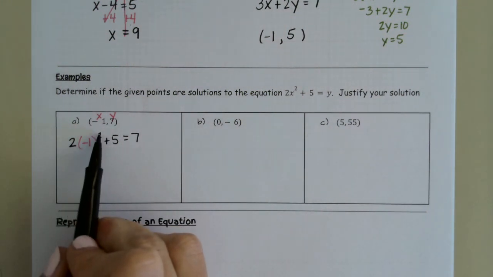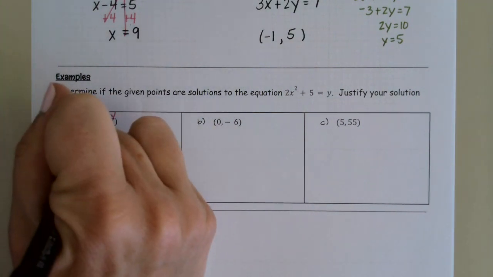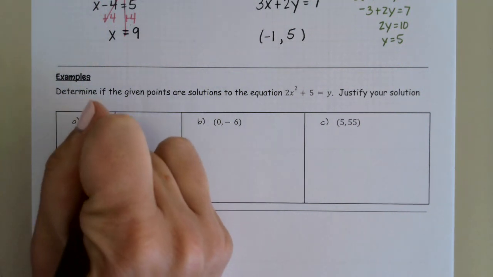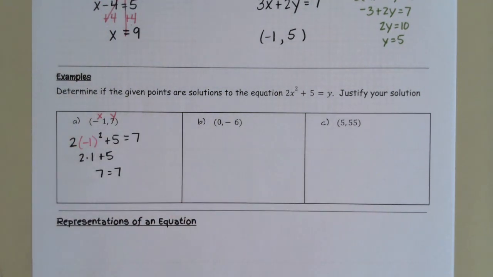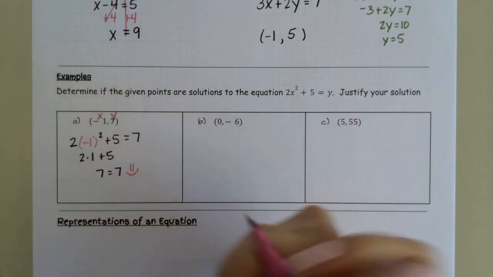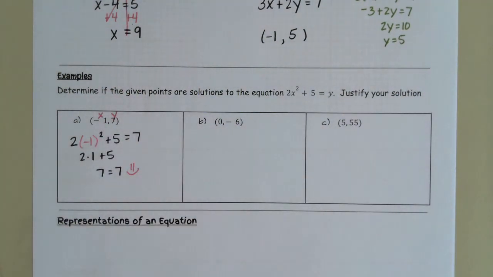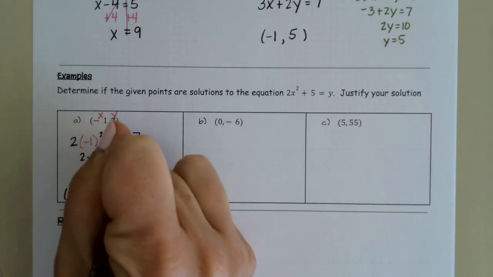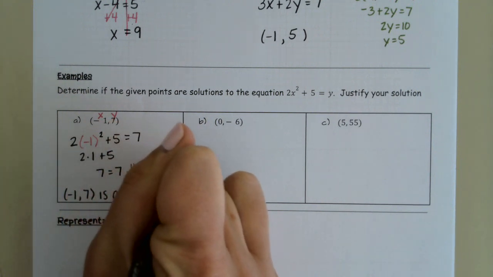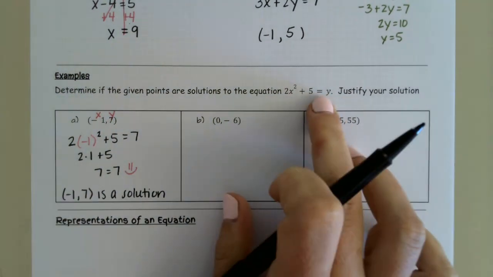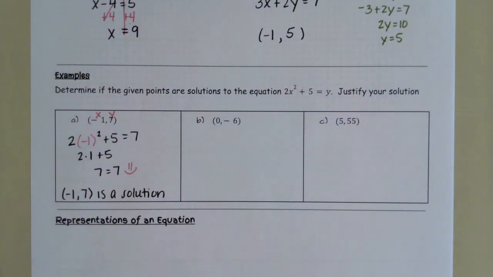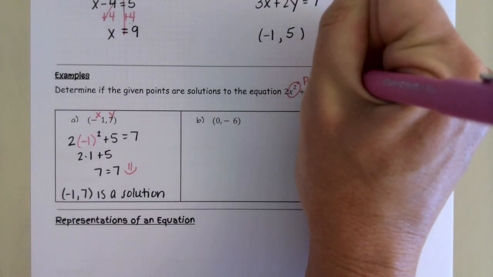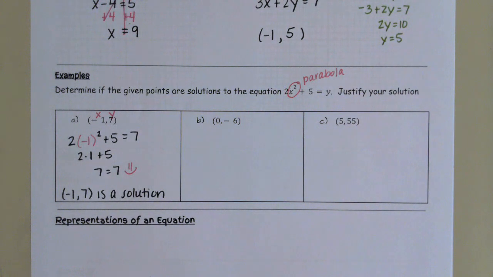So negative 1 squared is positive 1. So this becomes 2 times 1 plus 5. 2 times 1 is 2, plus 5 is 7. So 7 equals 7. Yes, that is true. So therefore, negative 1, 7 is a solution. In other words, negative 1, 7 is a point on this parabola. How do I know this is a parabola? I know it's a parabola because it has an x squared in it. Okay, so it's our U-shaped graph.